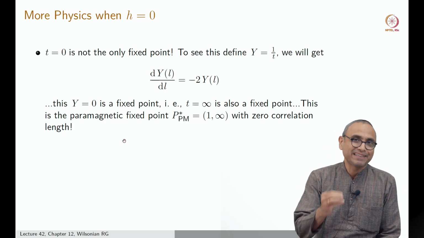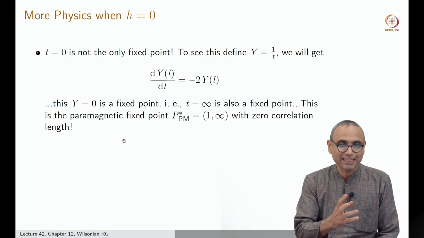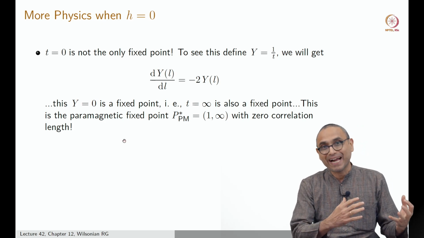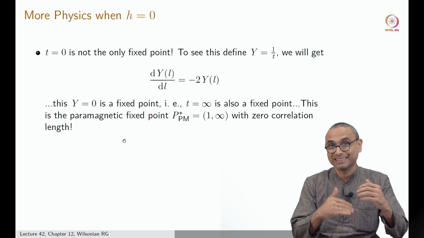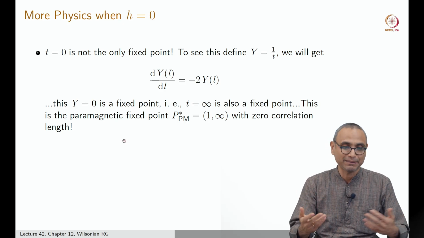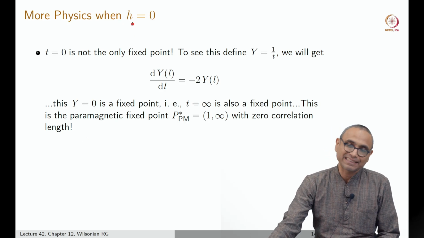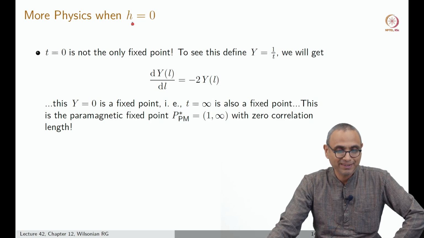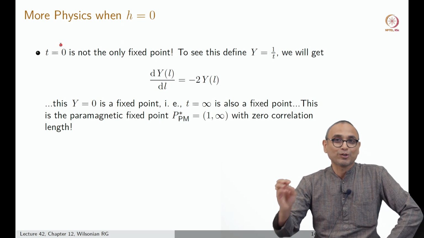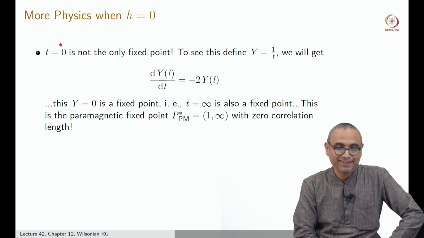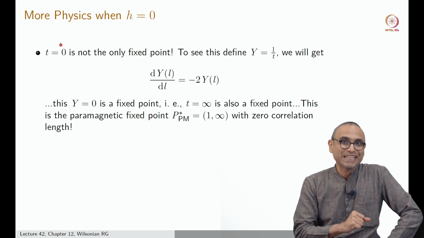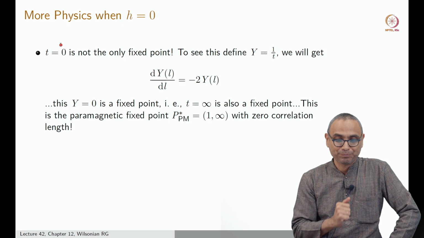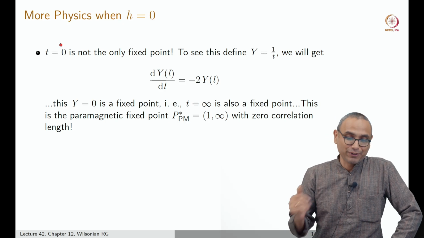Now I turned on the field and I got all the critical exponents for you, but I want to take you back to the system which has the O(N) symmetry. So let us set H back equal to 0. We know that t equal to 0 is the Gaussian fixed point, but I will show you now that there is another fixed point. What is that other fixed point?